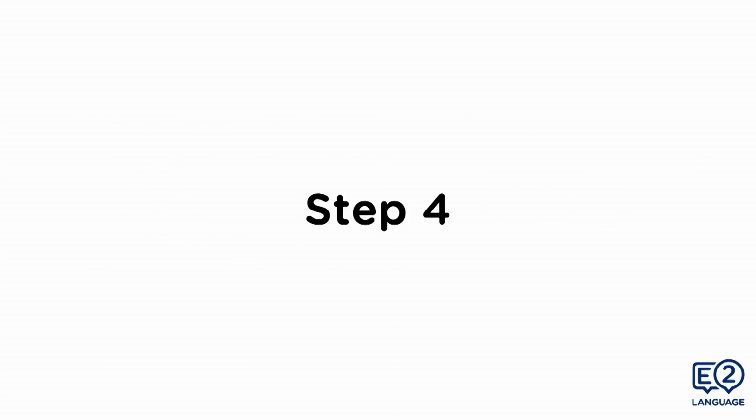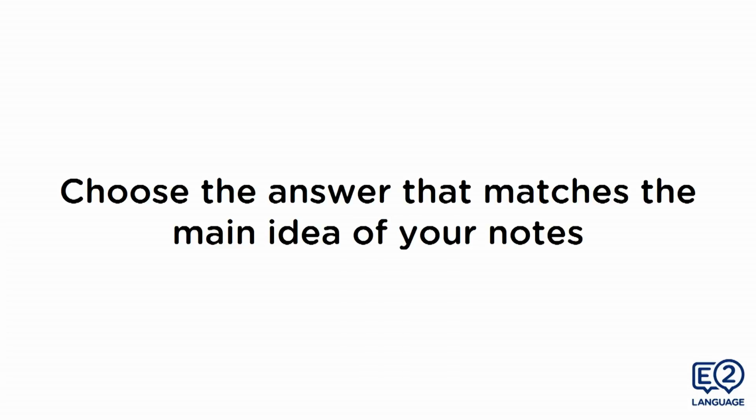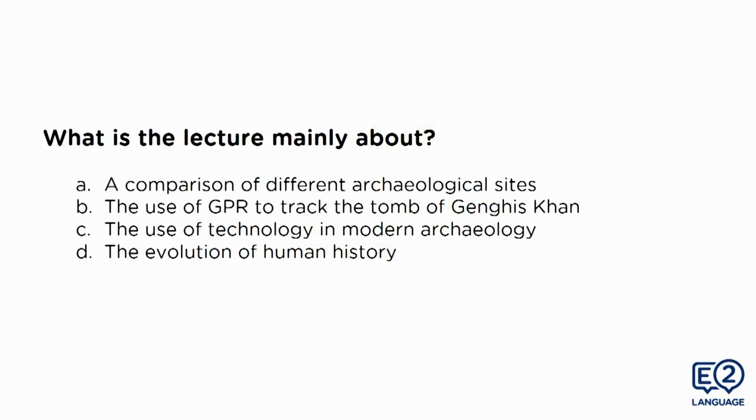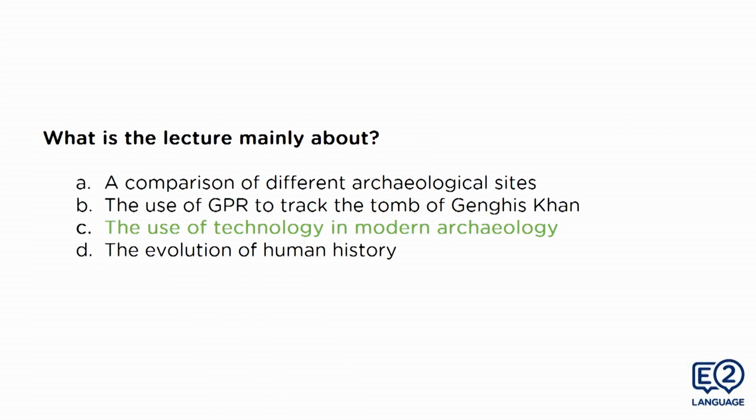Okay, now our next step is to choose the answer. Before I give you the answer, make sure you have an answer of your own ready. If you don't, go back, pause, have a think, and remember to eliminate any answers that are obviously incorrect. Okay, so what do we think? And our answer is C, the use of technology in modern archaeology.